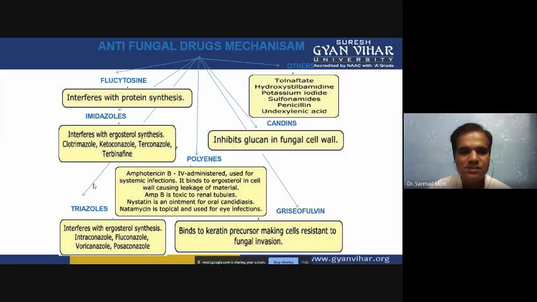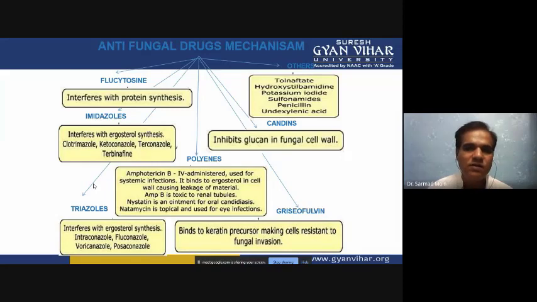Then polyenes are there. These polyenes are amphotericin B, usually administered for systemic infection, and it binds to ergosterol in the cell wall, causing leakage of material. Amphotericin B is toxic to the renal tubules, and an ointment is needed for oral candidiasis. Natamycin is topical and used for eye infection. Then griseofulvin is there; it binds to keratin precursor, making cells resistant to fungal infection. Then candins are also there; they inhibit the glucans in the fungal cell wall.